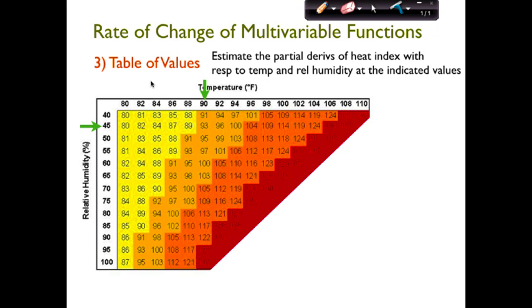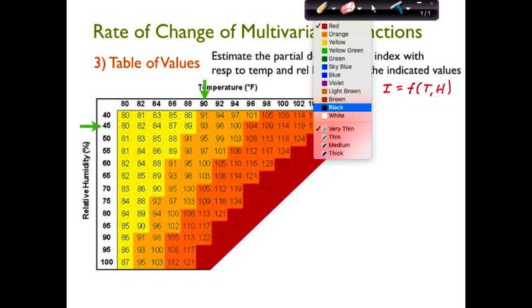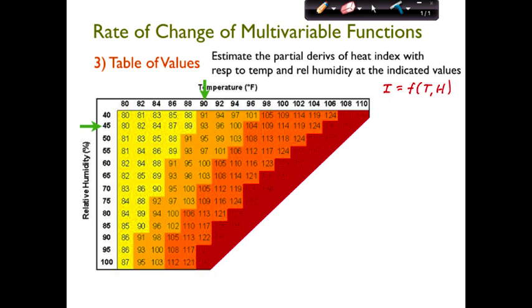Well, now what about the rate of change? So we can look at the partial of temperature. So we can call it heat index. So we say heat index here is red, right? Heat index is a function of temperature and humidity. So we'll use I, T, and H. And so we could estimate partial derivatives here. So looking at the partial of I with respect to T first. And this would be at 90, 45.